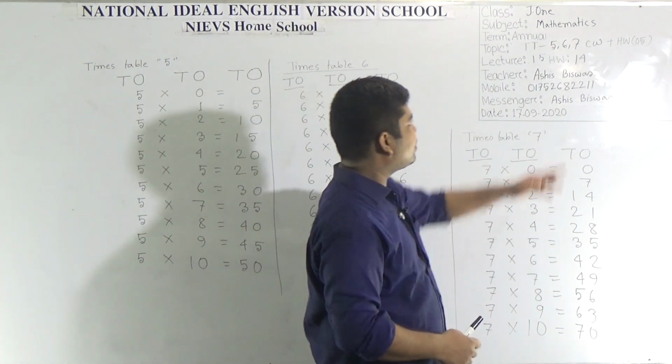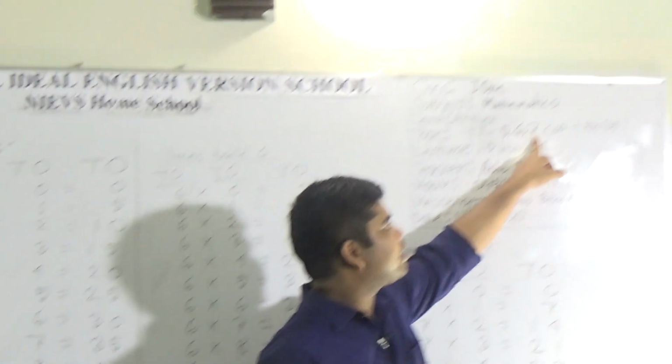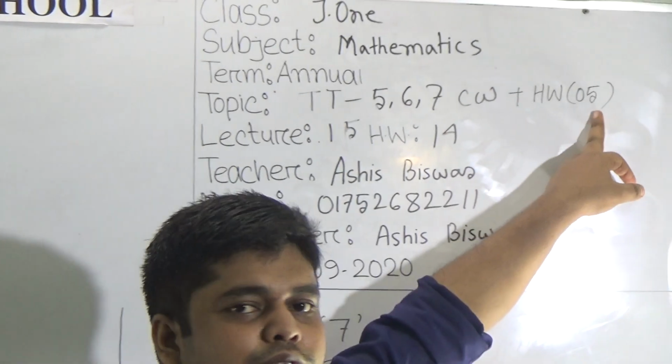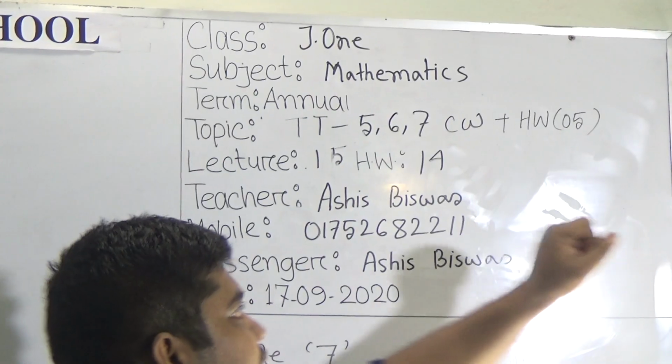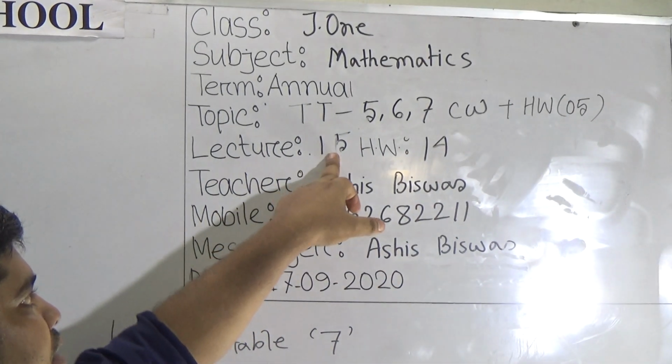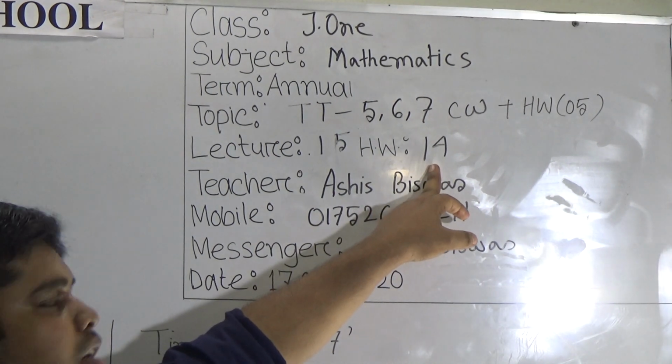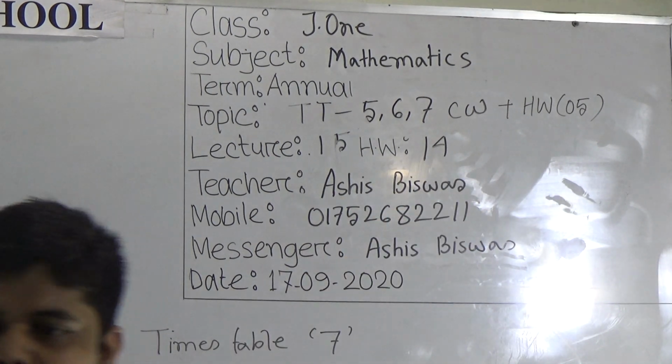Times table 5, 6, 7. It is your CW, and times table 5 will be your HW. My dear students, today is our lecture number 15 of annual term, and today's HW number will be 14. So let us start our class.